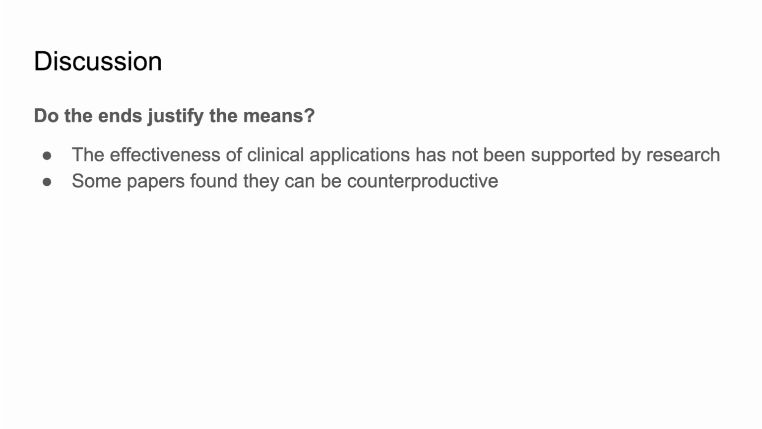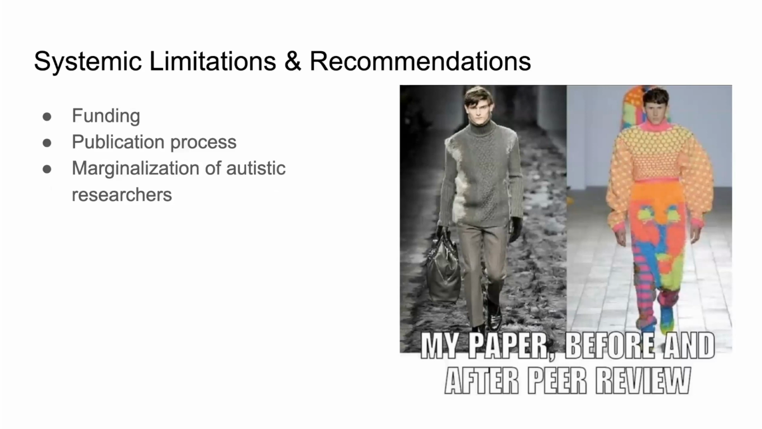So now we really need to think about whether or not these ends are justifying the means. The effectiveness of clinical applications has not been supported by research. In fact, there is work that shows that it's counterproductive when you try to use robots to teach certain skills to autistic people, that they're actually less likely to develop that skill. And we've also found that even if we are successful in providing skills training to autistic people, it actually has a detrimental impact on their mental health.